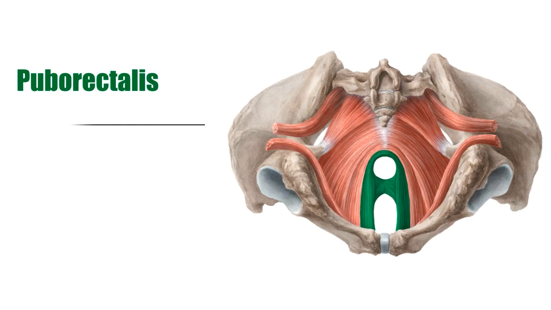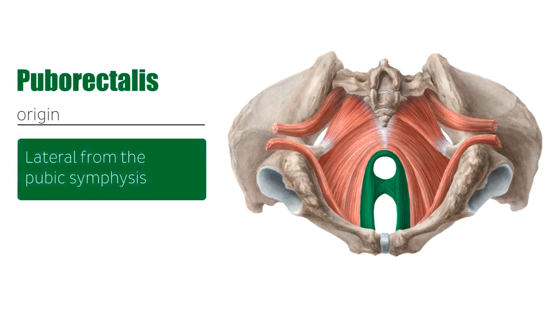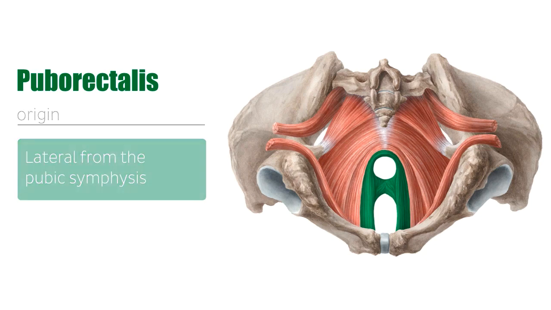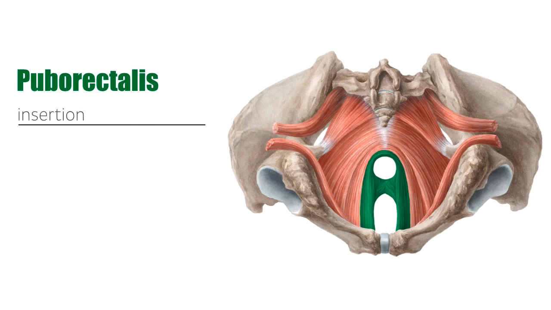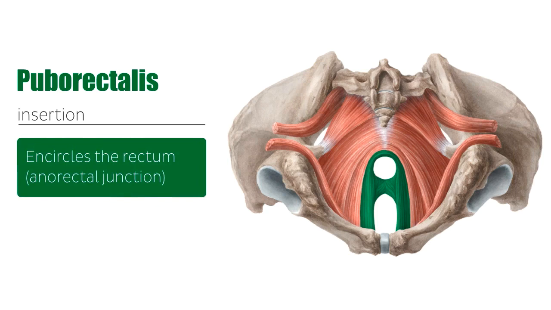In terms of origin points, this muscle is going to be originating lateral from the pubic symphysis, the superior fascia of the urogenital diaphragm. As for the insertion point of the puborectalis, we usually learn that muscles are attaching to different parts of bones and also ligaments, but in this case, the puborectalis will be inserting at or encircling the rectum, anorectal junction to be specific, which causes then a ventral bend between the rectum and also the anal canal. Partially, it is interwoven with the external anal sphincter.